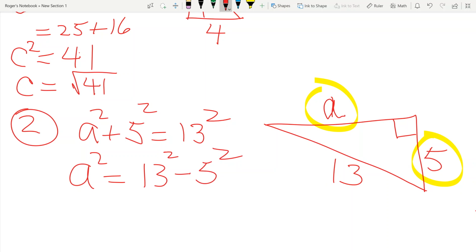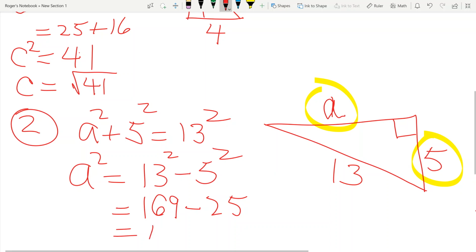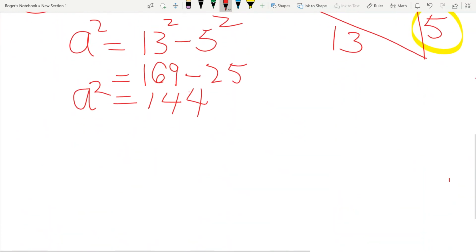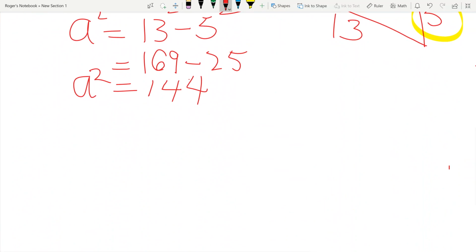And what is 13 squared? 13 times 13 is 169 minus 25. 169 minus 25 should be, yeah, 144. So A squared is equal to 144. So if it's 144, then what's A?